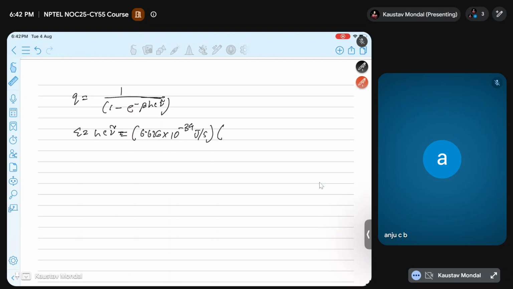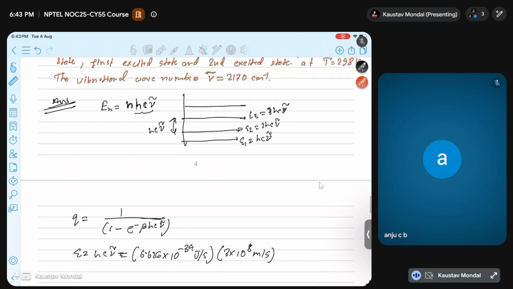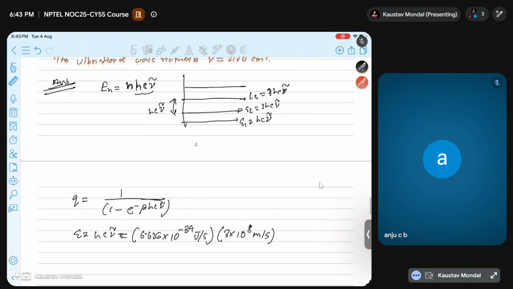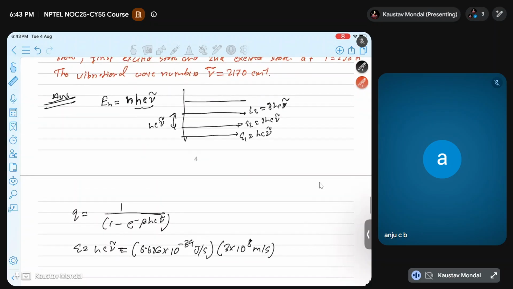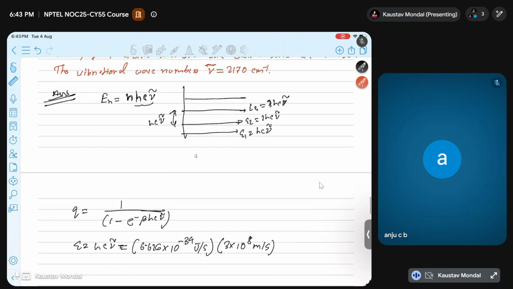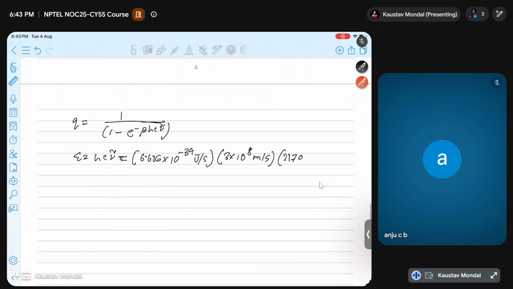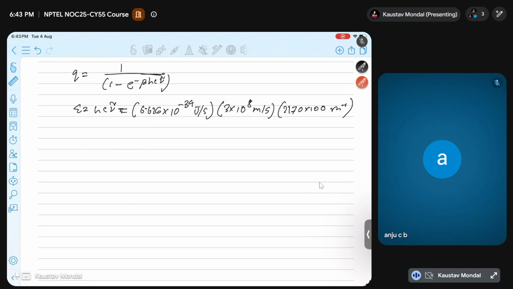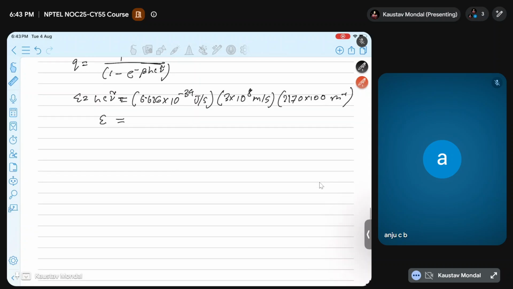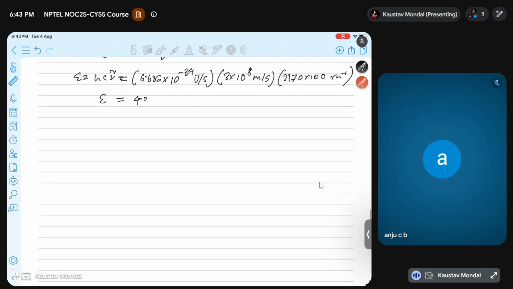Next is the speed of light, 3 into 10 to the power 8 meter per second. And nu tilde is the wave number, given as 2170 centimeter inverse. If you convert it into meter inverse, you have to multiply it by 100. If you do this multiplication, you get E, the energy difference between each of the levels, as 4.311 into 10 to the power minus 20 joule.